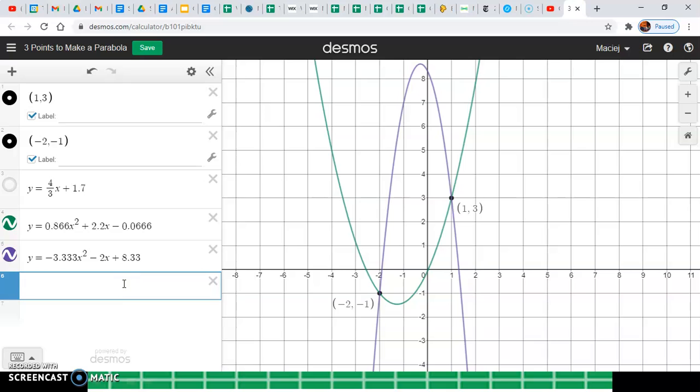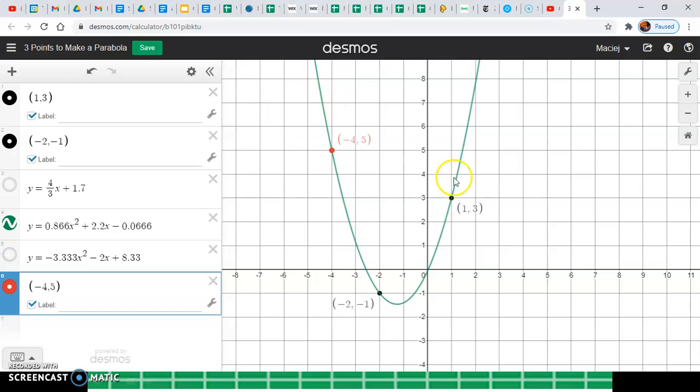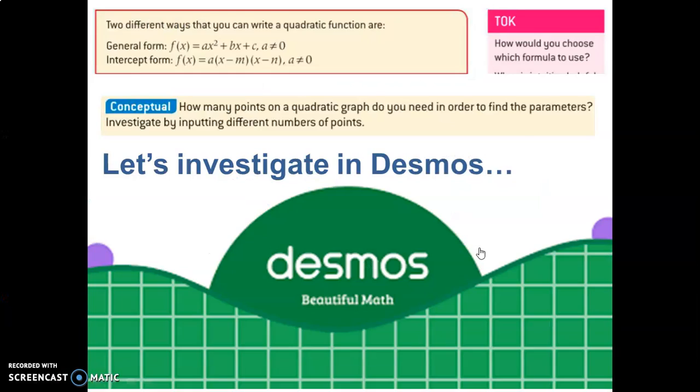So -4, 5. All right, so that parabola, now the green parabola, I'm going to close the purple one, the green one passes through those 3 points. There is no other way to draw another parabola that hits all 3 points. So if we know at least 3 points on a parabola, we can then go ahead and make an equation for that parabola. Okay, that's an important point. Let's move on from there.